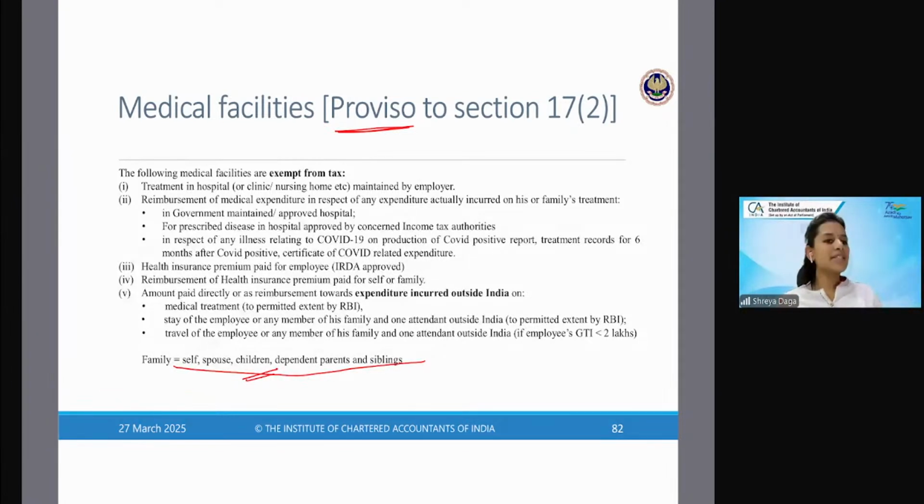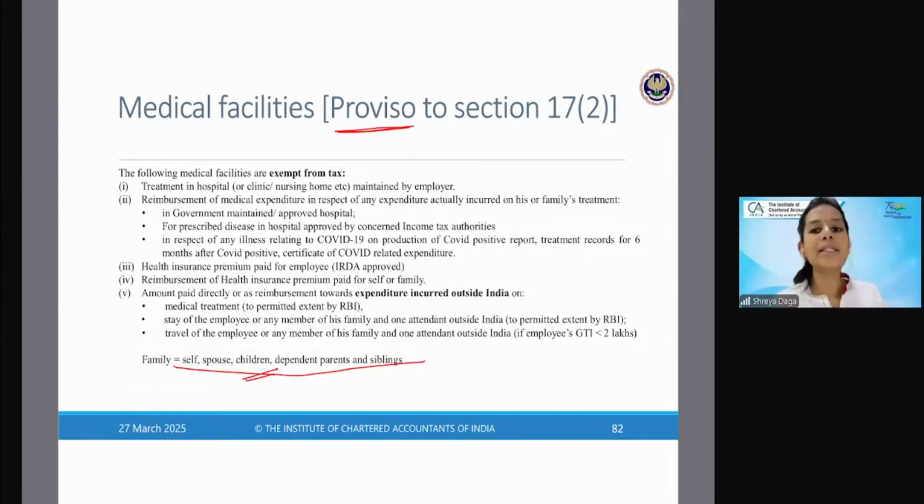Will you be asked in the exam what is proviso? No. You will not be asked. But whenever you are interpreting law, this is something you need to understand. Exception, yes. So it is a legal terminology.